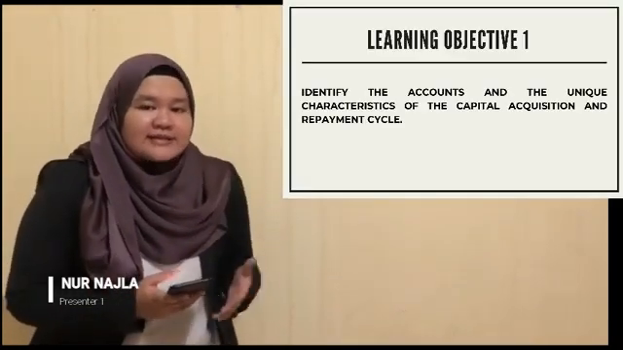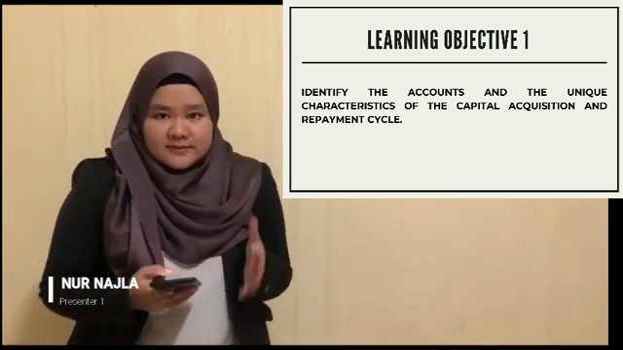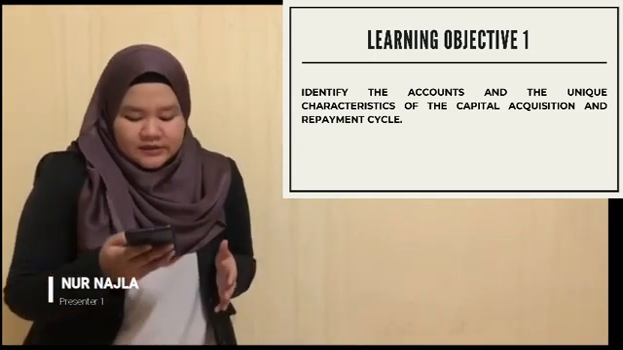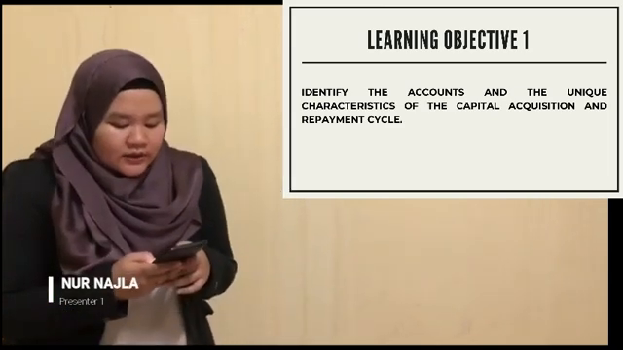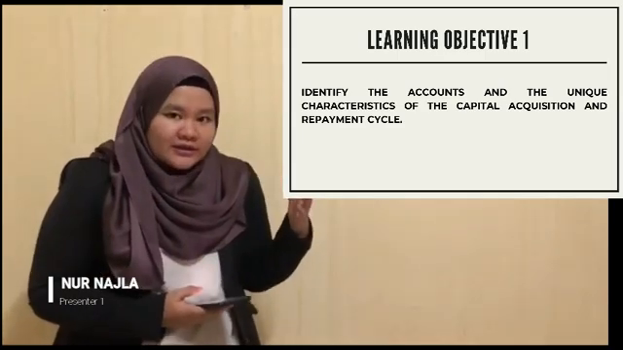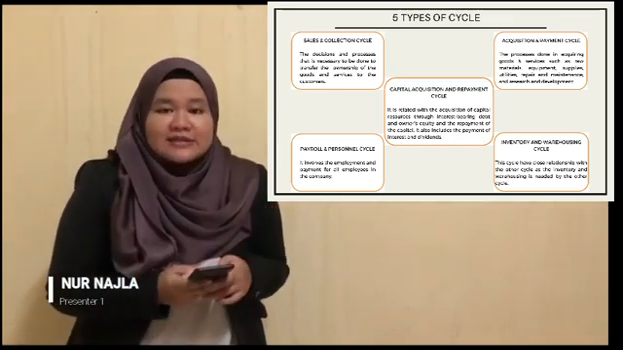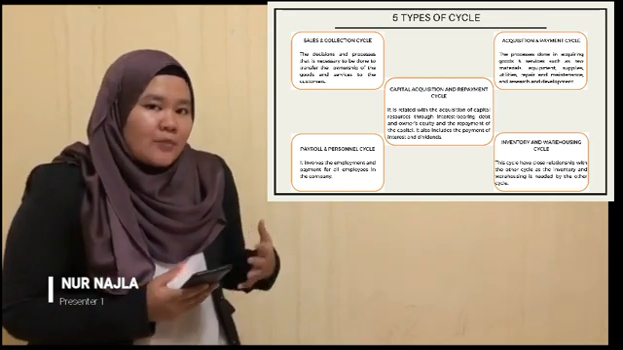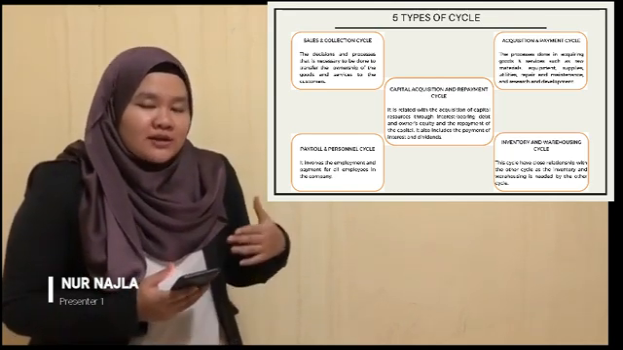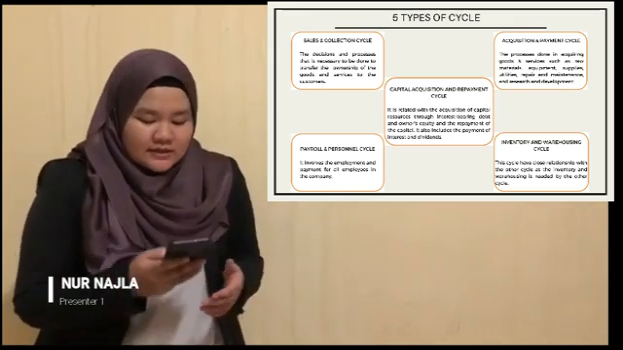And for the next slide, I will explain about the 5 types of cycle before we get into the characteristics of the capital acquisition and repayment cycle. So we need to recall that we have learned 5 types of cycle in audit 2. The first one is sales and collection cycle, which we learn about the process that the company will do to transfer the ownership of goods and services to the customers.